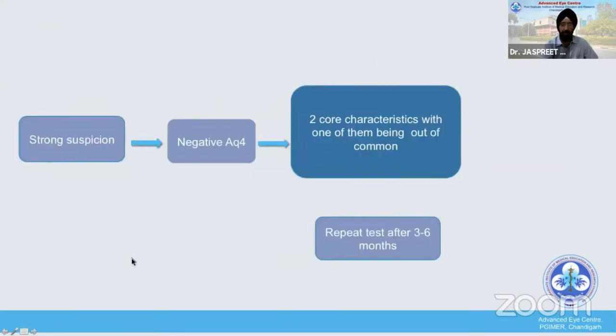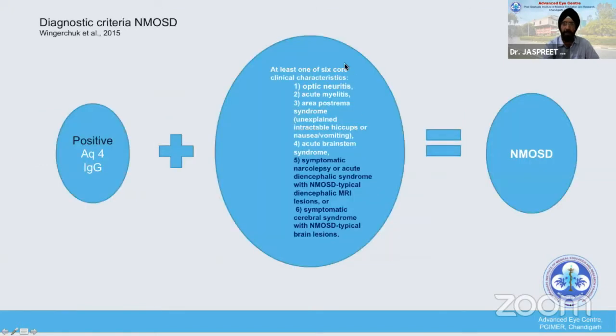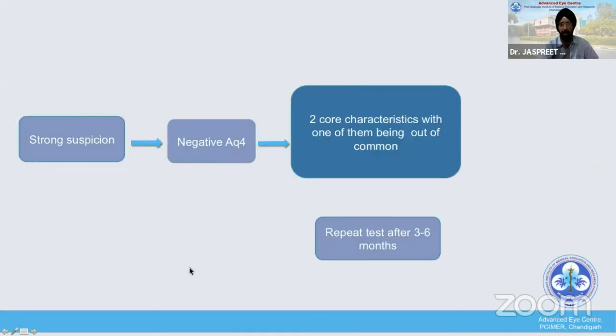But what happens if you have a strong suspicion, but you get your testing done and it's negative for aquaporin 4? Then what we have to think about is the clinical characteristics. You have to have two core characteristics, with one of them being from the most common. The most common means, out of these four, either optic neuritis, myelitis, area postrema syndrome, or a brainstem syndrome. One of these has to be there along with any other to diagnose them as NMOSD.